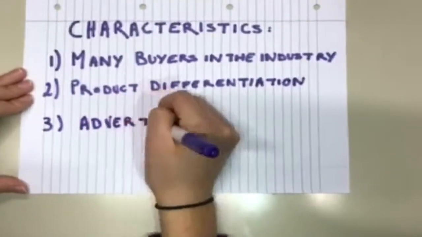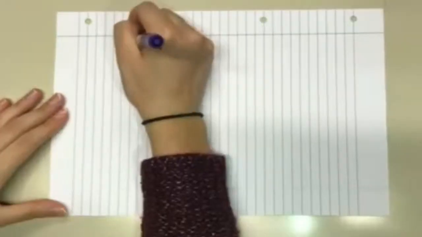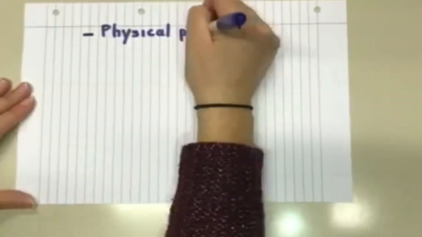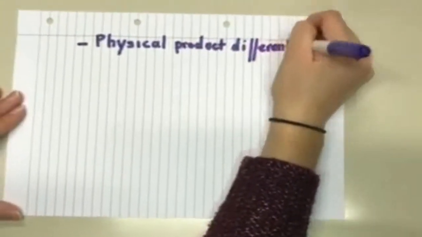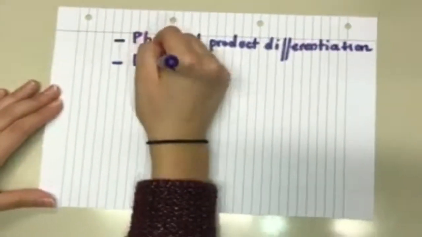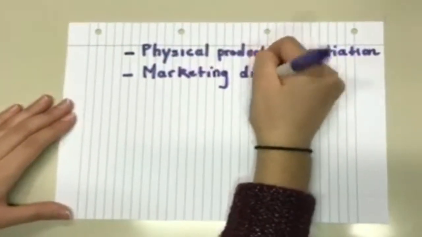We can note 4 kinds of product differentiation. Physical product differentiation, where firms use the appearance of their products to differentiate themselves. For example, the design of electronic devices, such as phones or computers. Then, the marketing differentiation, which encompasses marketing techniques, such as packing, for example.